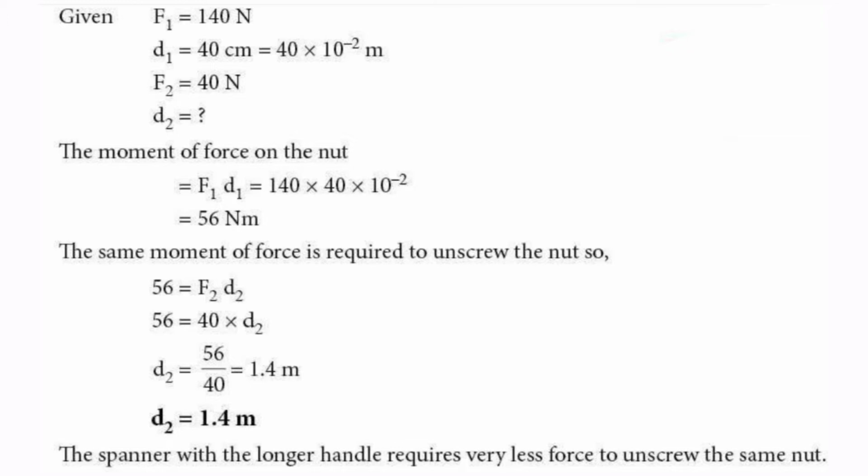The same moment of force is required to unscrew the nut. So, 56 is equal to F2 into D2. 56 is equal to 40 into D2. We have to find out D2 is equal to 56 by 40 is equal to 1.4 meter. Therefore, D2 is equal to 1.4 meter. The spanner with the longer handle requires very less force to unscrew the same nut.